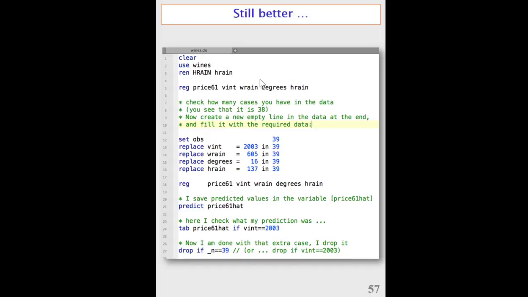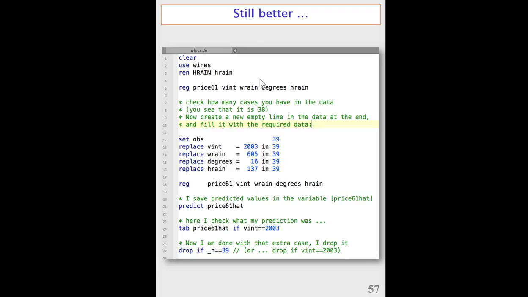And that looks like this, actually better. Here I simply first read in the wine data. I rename something here that's in capitals to something that is in small caps. I run my regression here, and I check how many cases I have in the data. It turns out to be 38 cases in my data. You can type count, then you see it, or you can look at the spreadsheet that is behind the scenes, and then you see 38 cases.